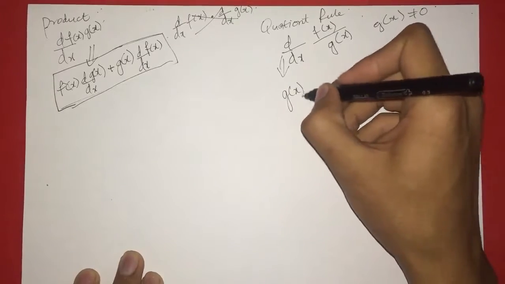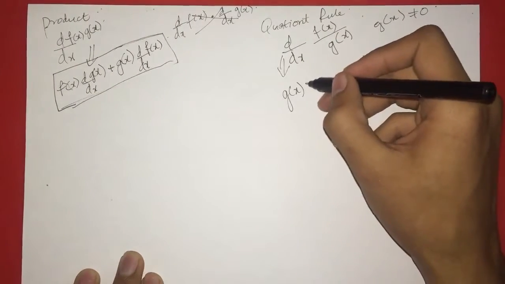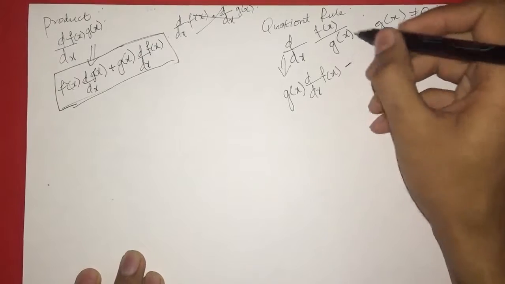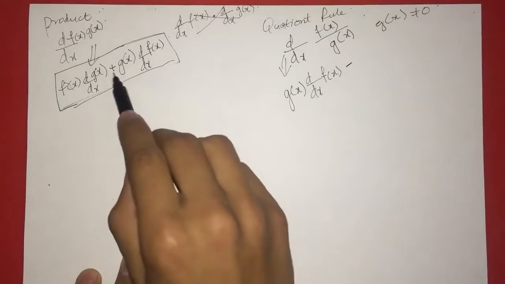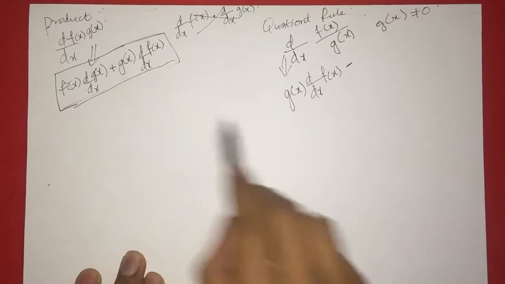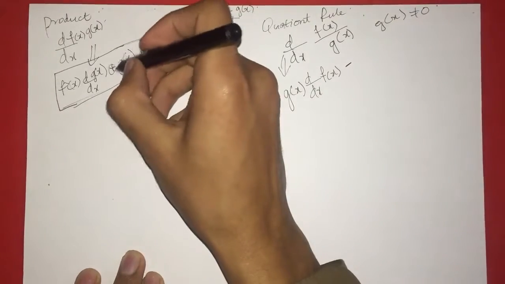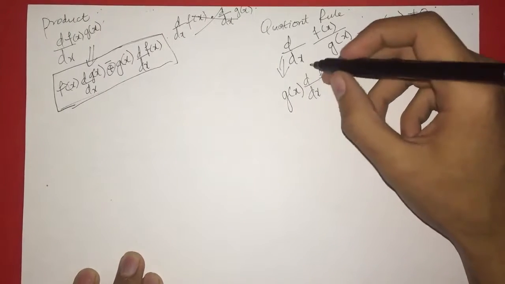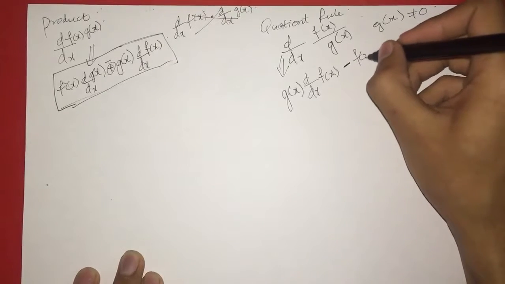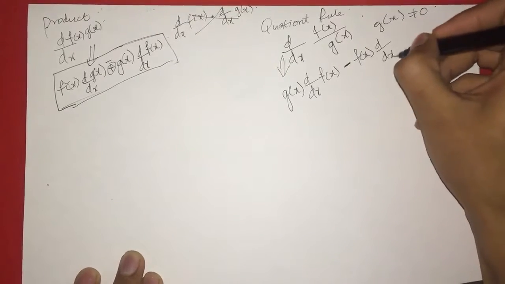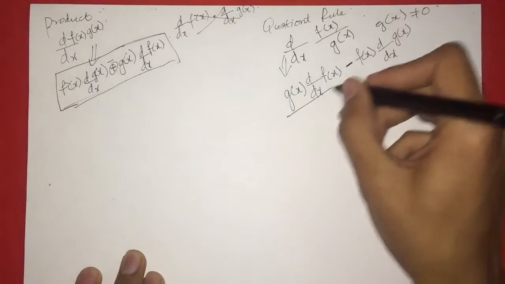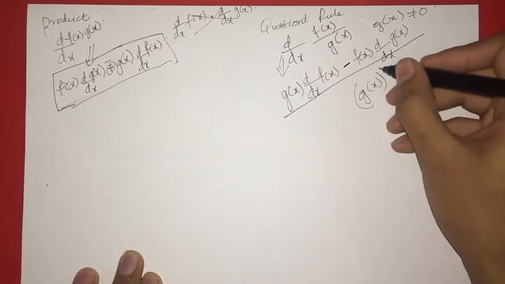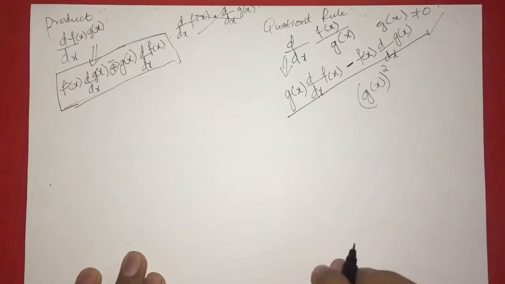The derivative is going to be equal to the second term, g of x, times the derivative of the first function, minus the first function times the derivative of the second function, divided by the second function g of x whole square. The difference is that the second term, when left alone, takes the first place here, and the positive sign is replaced by the negative sign in the quotient rule. So this is your quotient rule.